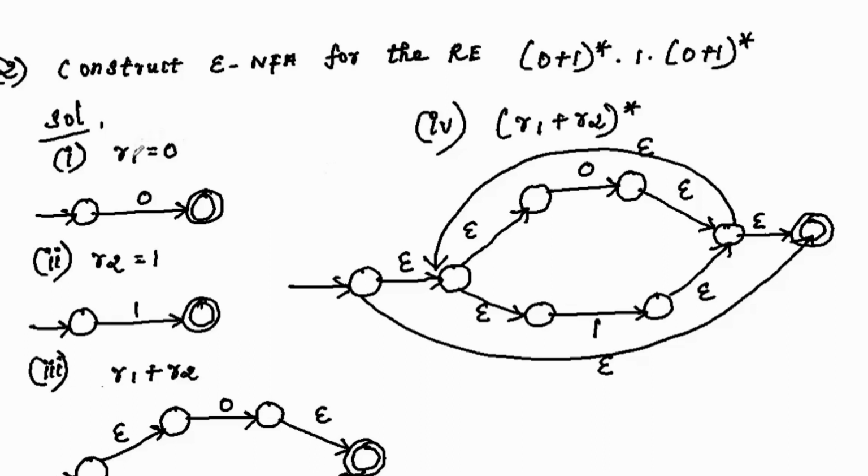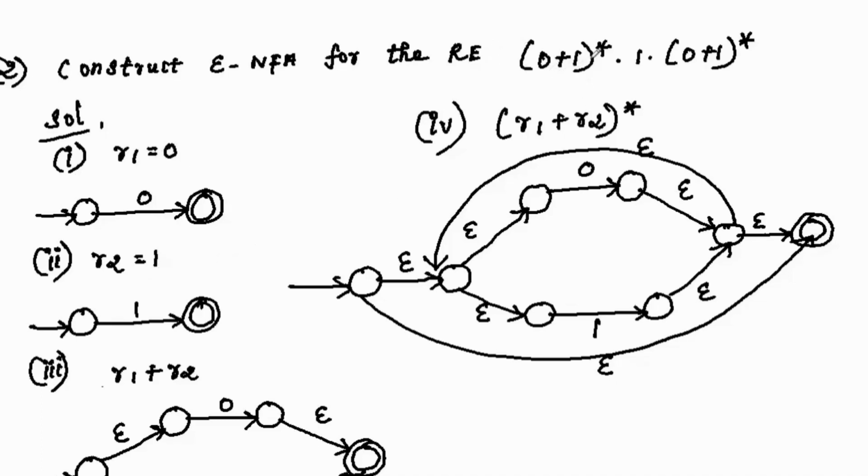Input 0 assigned to R1. So how do you draw the transition diagram? Here the starting state, seeing input symbol 0, reaches the final state. Next input symbol assigned to R2. The starting state, looking at input symbol 1, reaches the final state. So we have done the separate transition diagram for both inputs 0 and 1.